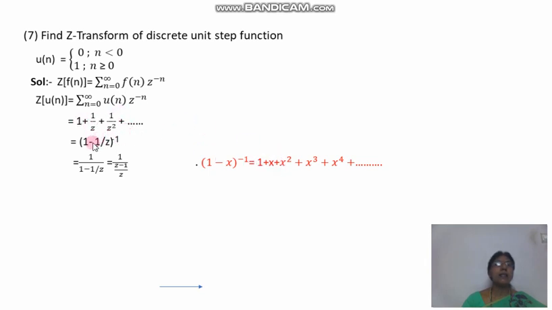Write this summation as (1 minus 1 by z) inverse. It means 1 by 1 minus 1 by z. Take LCM here, z is here, z minus 1. In the next step, 1 into z by z minus 1, which is z by z minus 1. Now Z transform of this unit step function u n is equal to z by z minus 1. I think we already did this problem in the last classes.